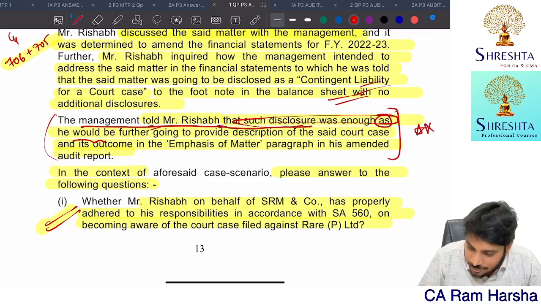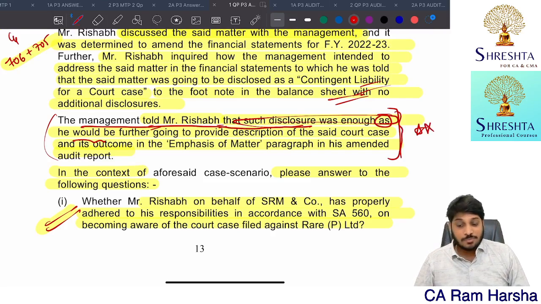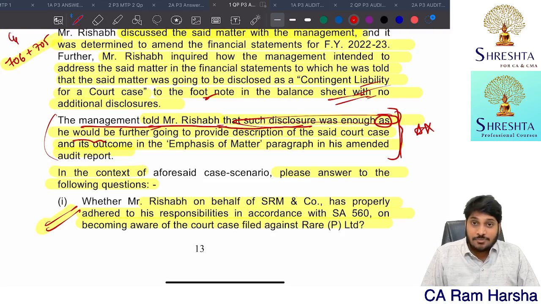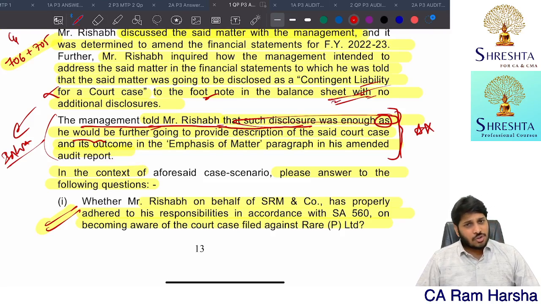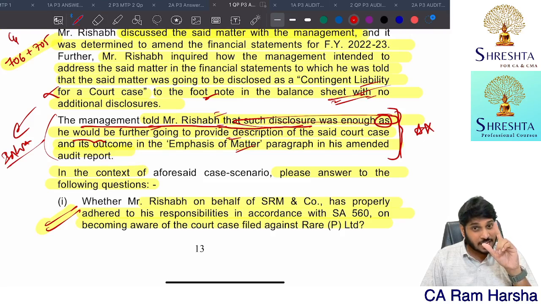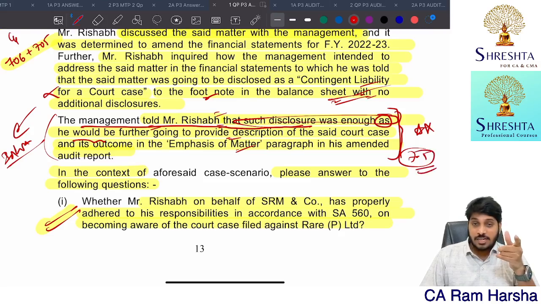So logically framed. When you read for the first time, you don't understand. You have to be very careful. The company is just disclosing as a footnote. That's wrong. The company has to do an in-depth disclosure. Why is the company disclosing as a footnote? Because the company is feeling that anyhow Rishabh is going to provide disclosure in depth in the emphasis of matter paragraph. Wrong. Emphasis of matter paragraph is not a substitute for modified opinion. Emphasis of matter paragraph is not a substitute for disclosure or presentation in the financial statement. You need to clearly mention that. 706 is not a substitute, and since the company is not disclosing sufficiently, the auditor may have to qualify under 705.